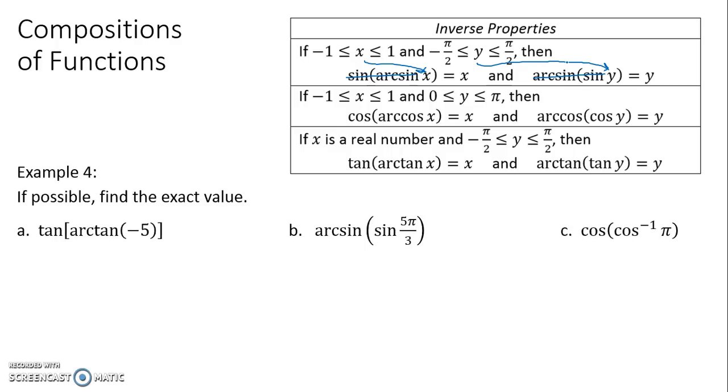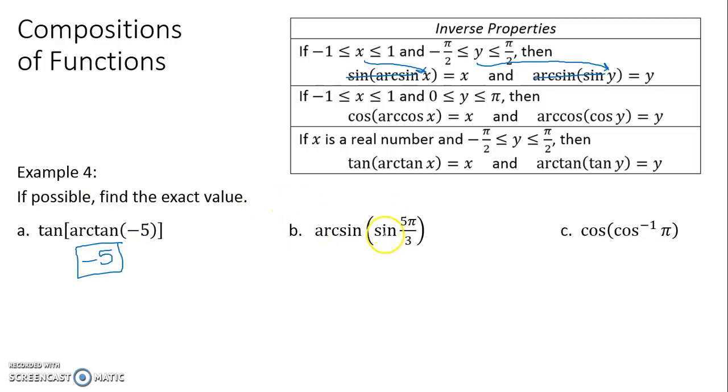Tangent of arctangent of -5. So I'm looking here, that follows this one. X just has to be a real number. X is a real number, so those are just going to cancel. So this says tangent of my angle whose tangent gave me -5. Well, I already am defining that as tangent of that angle equaling -5.